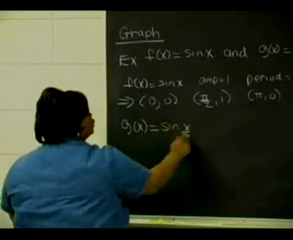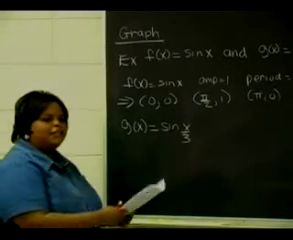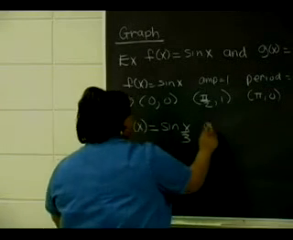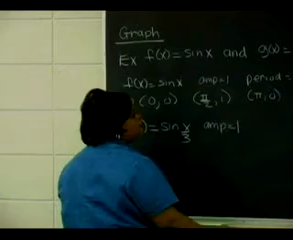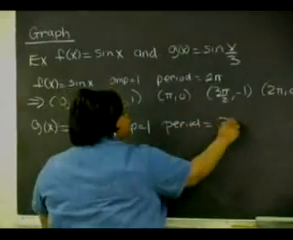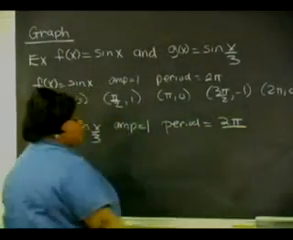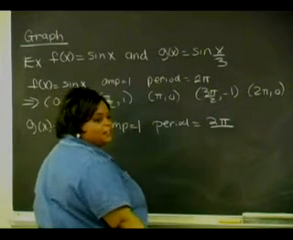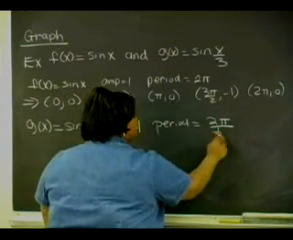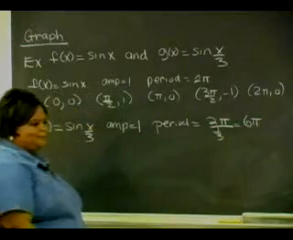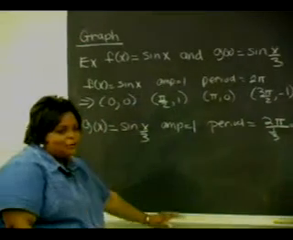Sine x over 3. What's our amplitude here? 1. Somebody said 1. And what is our period here? It is 2 pi over b. And what's b? What is b? 1/3. Which means now we have what? 6 pi. So I have a little work to do here, don't I?